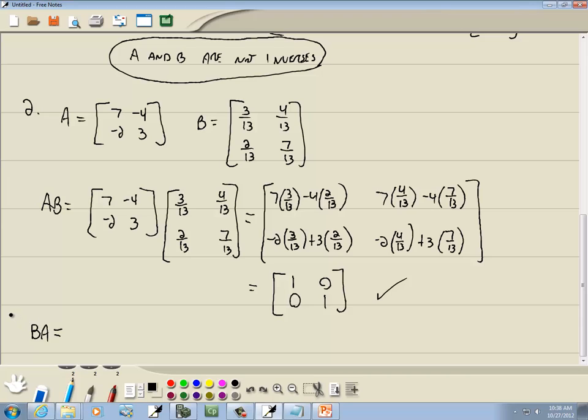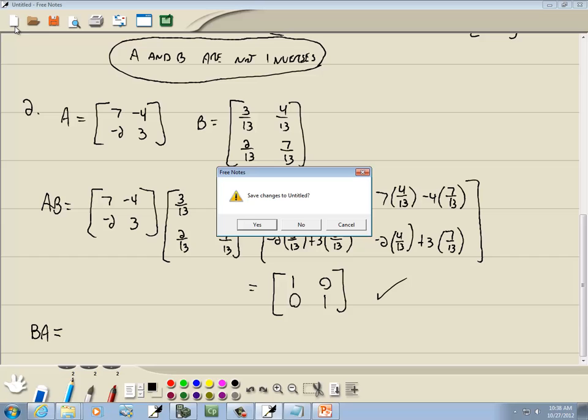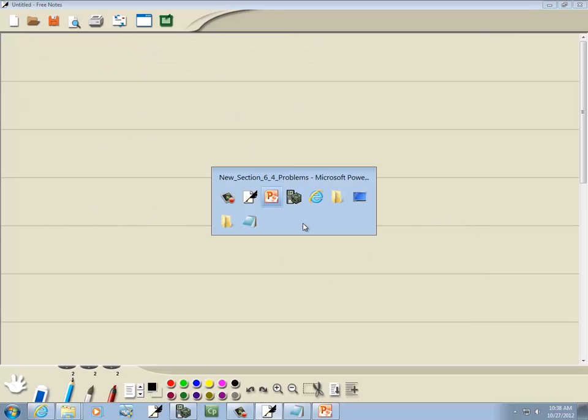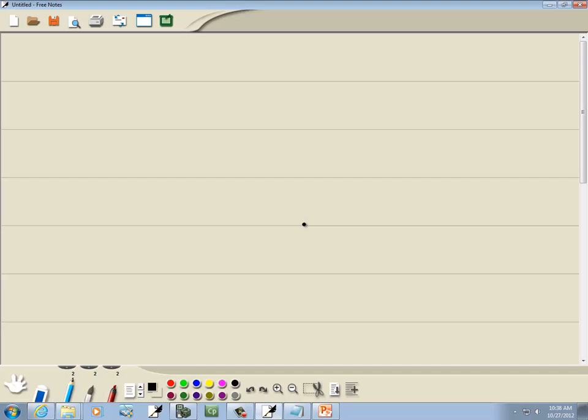I guess I'll continue that on the next page. I should have started a new page after that first problem, but poor planning.